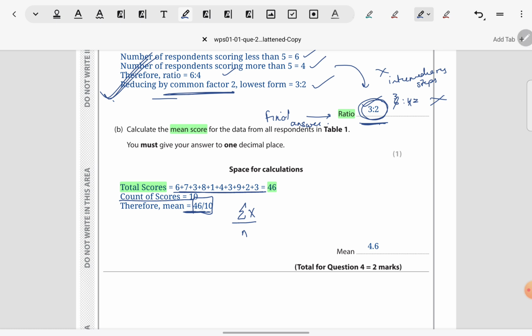Now this particular answer, if you just divide 46 by 10, you directly get 4.6. They've said give to 1 decimal place. It is coming to 1 decimal place, so that is how you write it exactly. But in case it was not directly coming to 1 decimal place, you would have to use the rules of rounding and bring it down to 4.6.